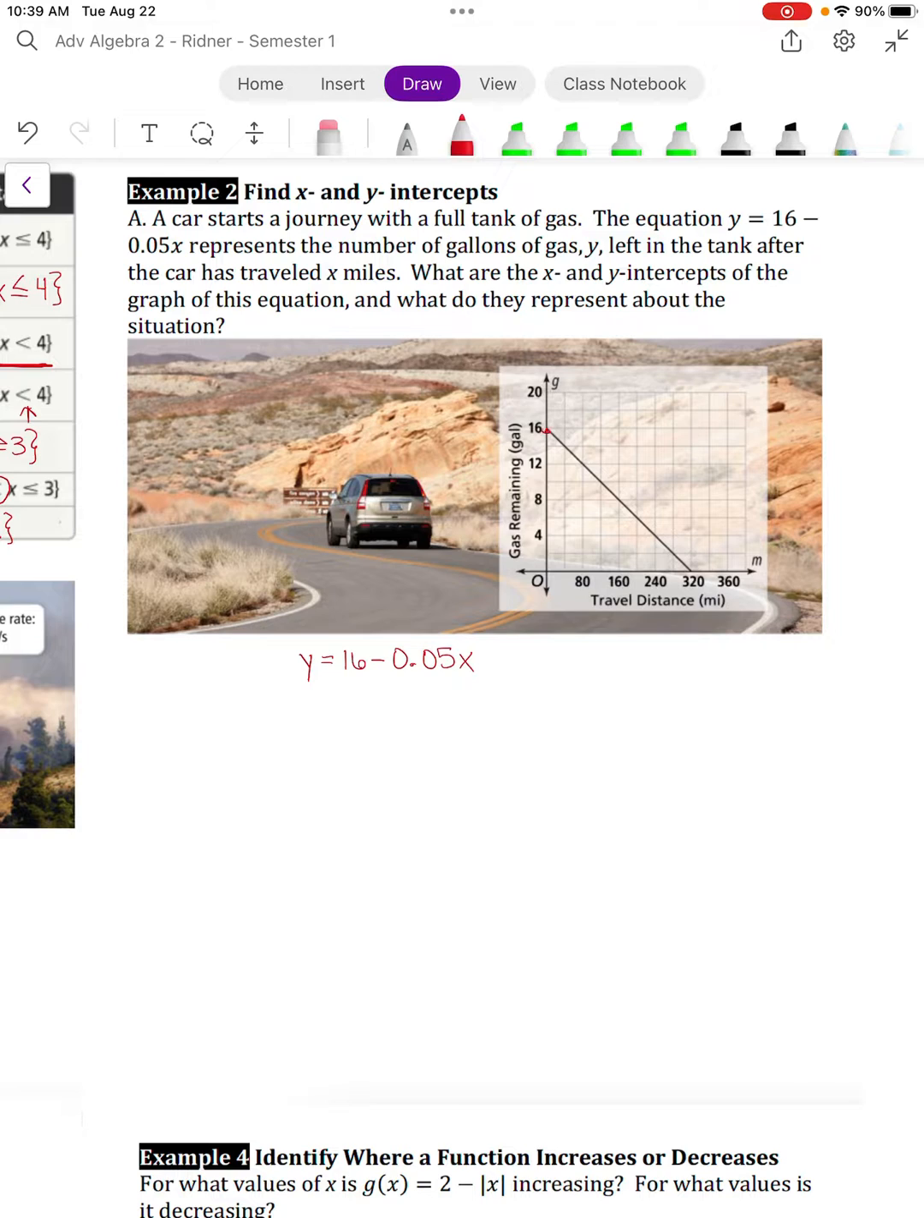So looking at a graph, there's my y-intercept, which is 16, and my x-intercept is 320. So what does that mean? It means that there are 16 gallons of gas at the start of the trip, and then the car is able to drive 320 miles before it runs out of gas.